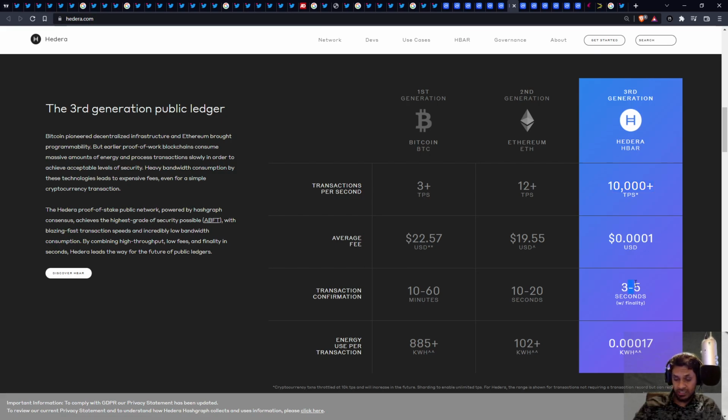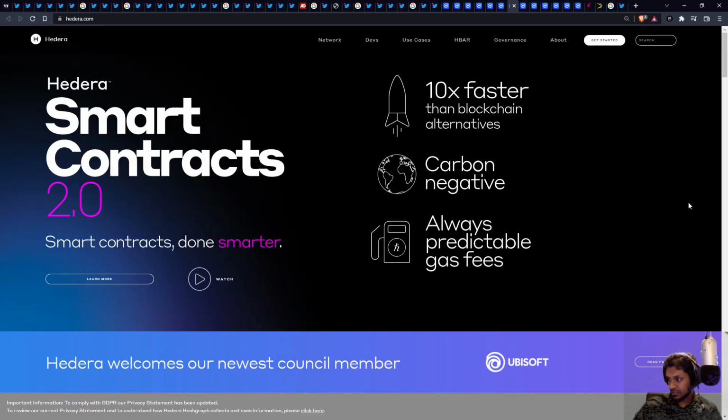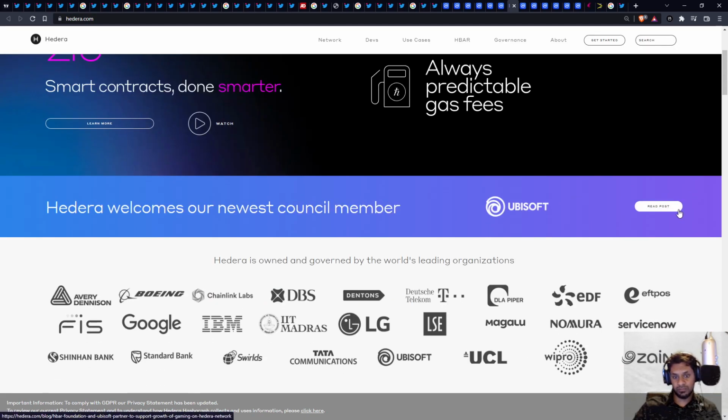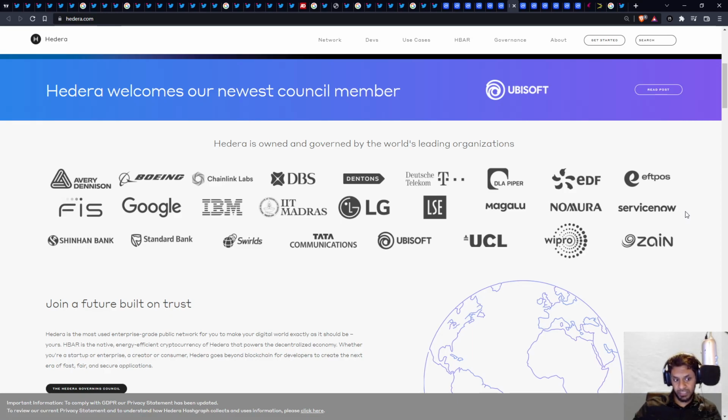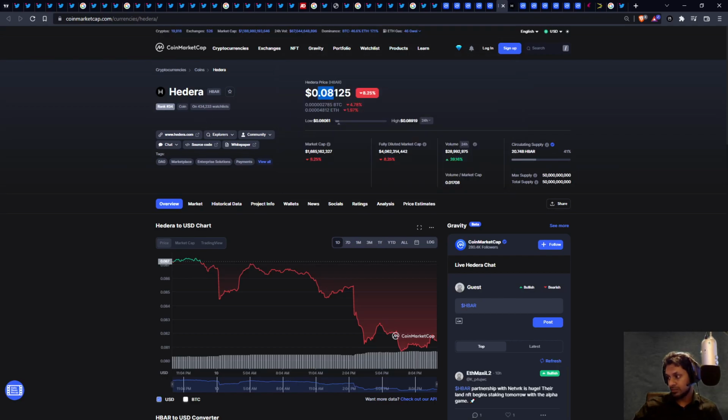Transaction confirmations take like 3 to 5 seconds, and the energy usage per transaction is very, very low, so it's very sustainable. So definitely don't sleep on this coin. They also have a patent on their product, so it's very difficult to compete with them. This is something that I want to point out to you guys, and it's now trading around 8 cents. Don't sleep on this coin.